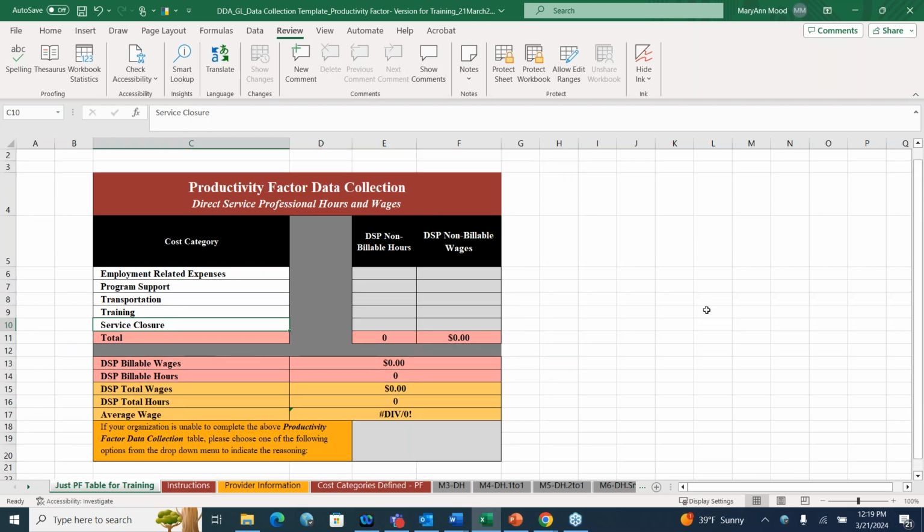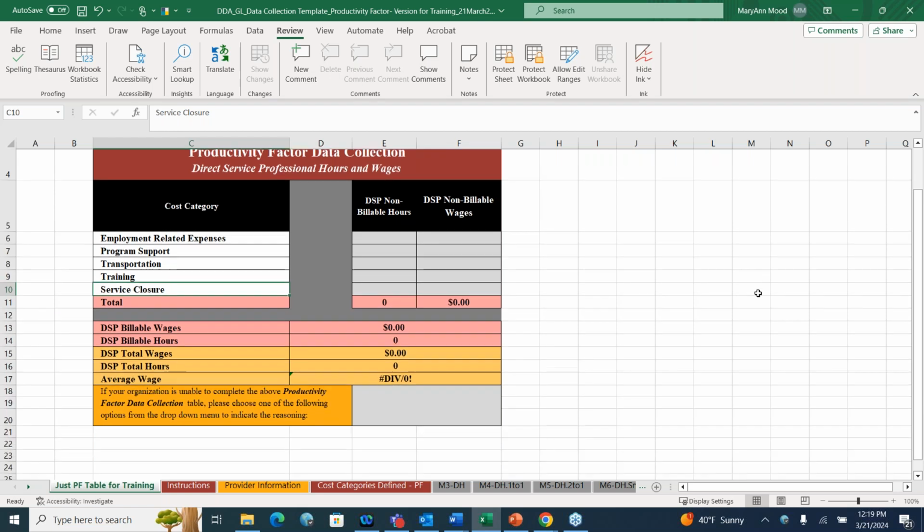If you are a provider and you're concerned that you don't have the data to fill out this table, because DDA is requiring all DayHab providers who provided services in the first half of the fiscal year to fill this out, there is a question here at the bottom of the table that asks if you're unable to fill it out, explain the reason why, and it's a drop-down box.